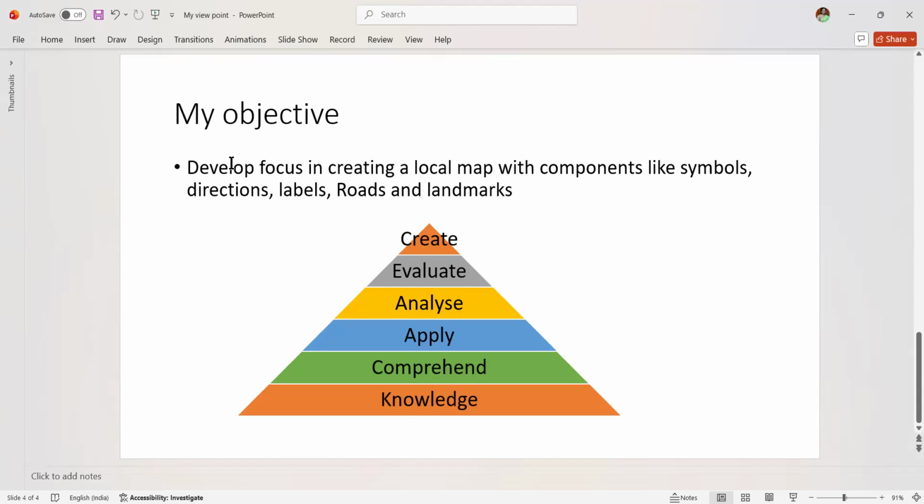Now, when I read out this objective, I am very clear of what exactly I want my students to do and what skill am I emphasizing on. So here I am emphasizing on the skill of creating, which is very important as far as spatial recognition is concerned. So this is the skill that I would like my students to focus while building this map. So I hope that you have understood how I've made the first objective.